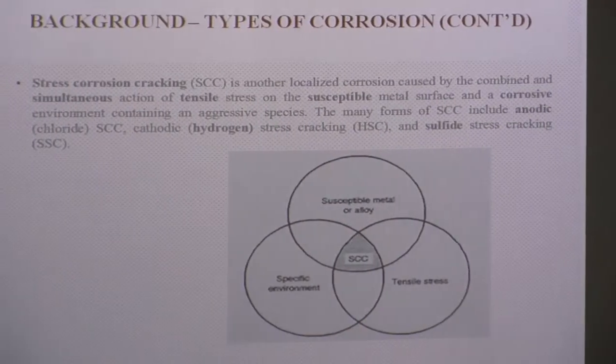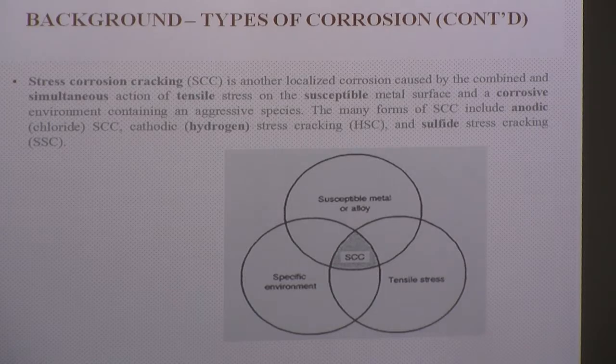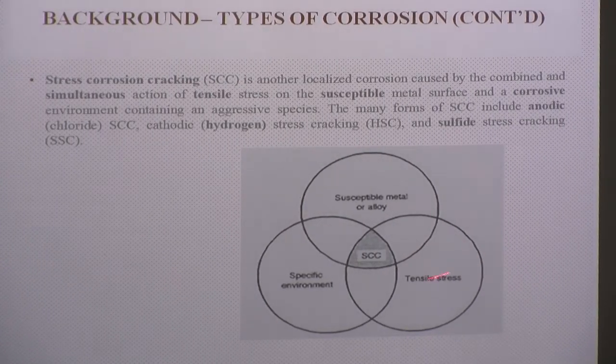Then there's stress corrosion. In stress corrosion, you have to have three conditions necessary. You need tensile stress on the material, a susceptible material, and a specific corrosive environment. Once those three things combine, you have stress corrosion cracking. Now, there are different types of stress corrosion cracking. There's anodic stress corrosion cracking caused by chlorides, cathodic stress corrosion cracking caused by hydrogen, and then sulfide stress corrosion cracking.